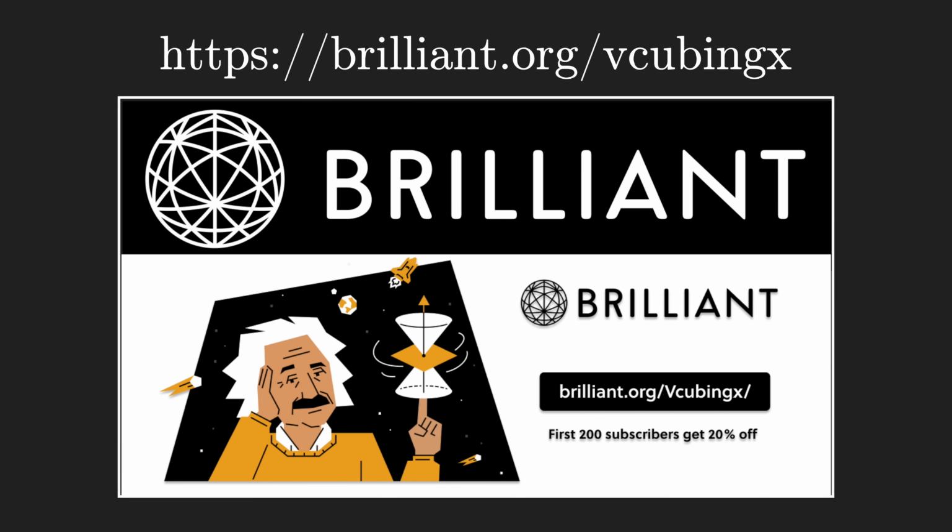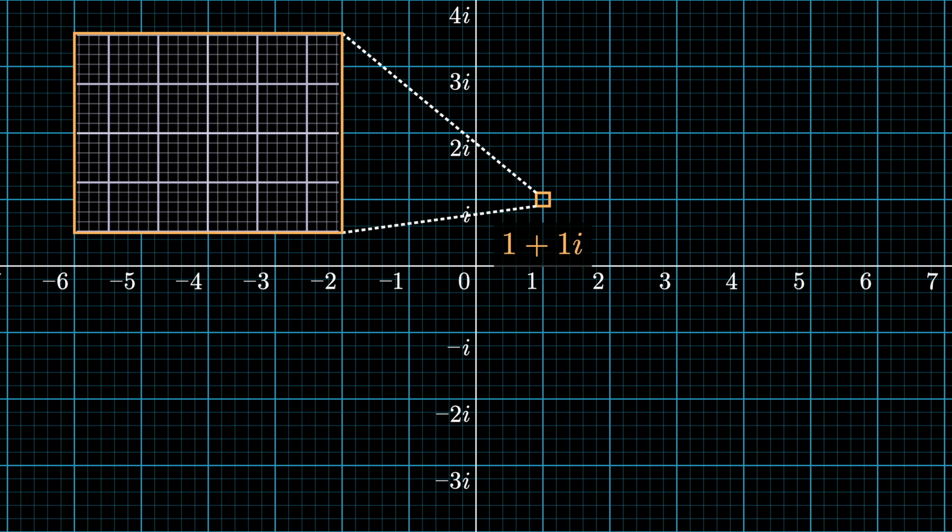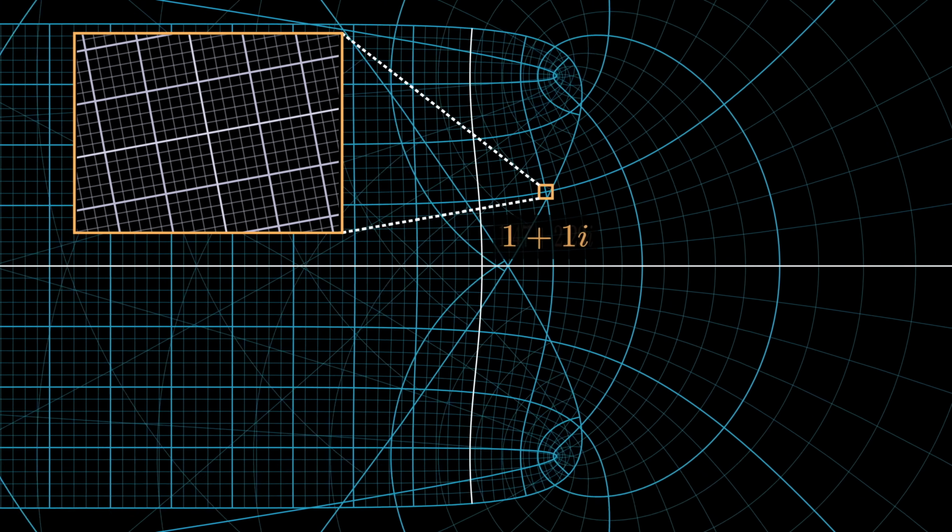Back to the e to the z. We know that e to the z is its own derivative, so if I were to zoom into a point z, the transformation would look like being multiplied by e to the z. Try and verify it as I play the animation out.